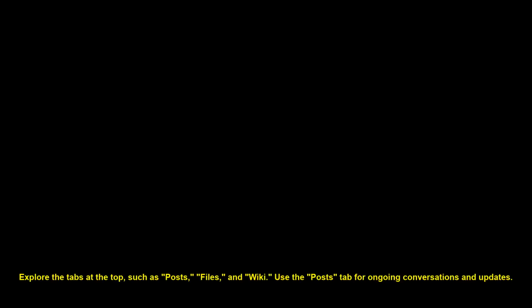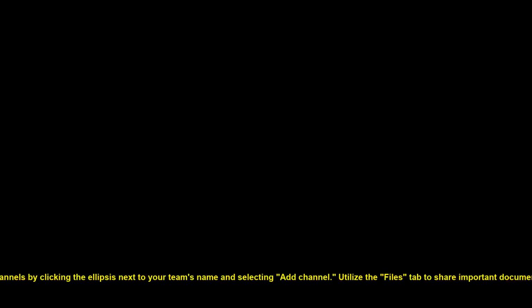After creating the team, familiarize yourself with the interface. Explore the tabs at the top, such as Posts, Files, and Wiki. Use the Posts tab for ongoing conversations and updates. Consider using channels to organize discussions by project or topic. Create channels by clicking the ellipsis next to your team's name and selecting Add Channel.